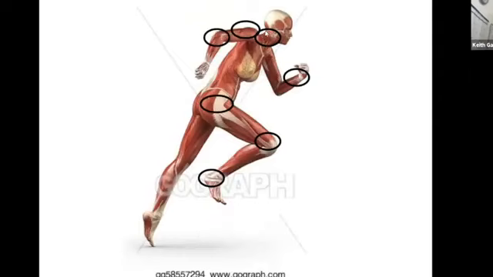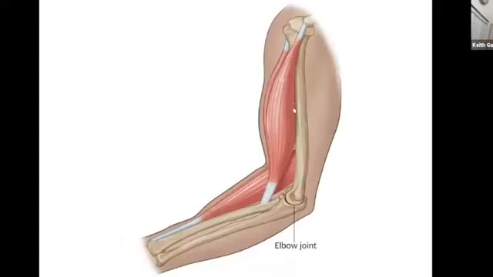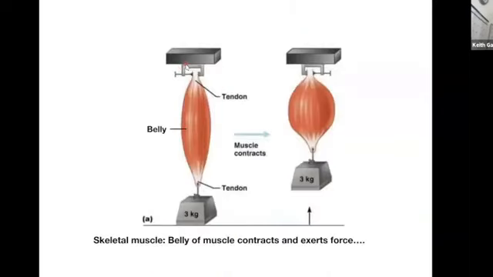The contraction of particular muscles around particular joints is going to cause very particular movements. So here, again, is your arm, your elbow joint, and here again is our muscle. You have this terminology right here: the belly of the muscle. When it contracts, it's going to exert force and pull those two things closer together.